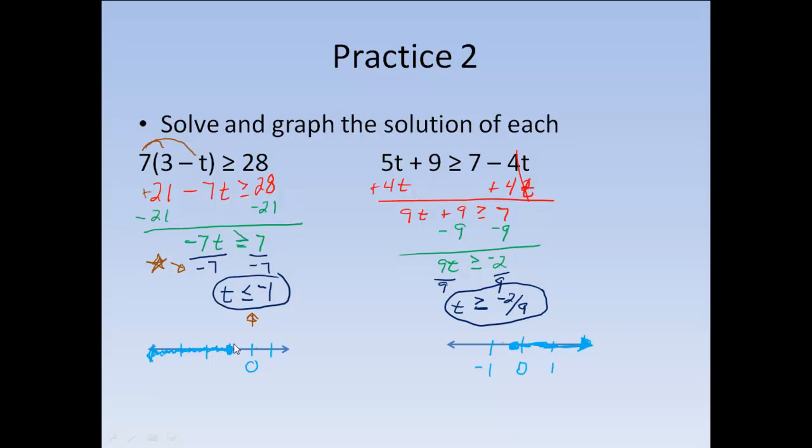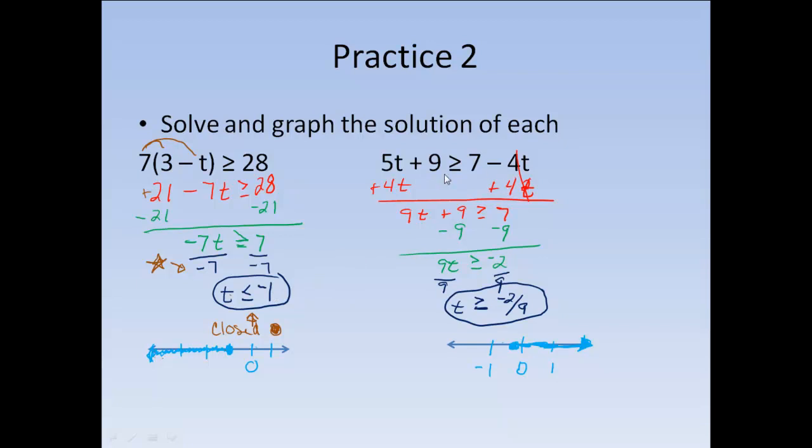Come down here to graph it, and I have a closed circle because it has the equal to part with it. So I have a closed circle on negative 1, and then since I want values that are less than negative 1, I want smaller, so that means I shaded to the left.